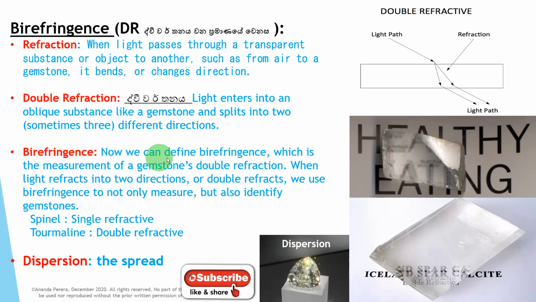Birefringence. Now we can define birefringence, which is the measurement of a gemstone's double refraction. When light refracts into two directions, or double refracts, we use birefringence to not only measure but also identify gemstones. We can measure birefringence as the difference between these two rays. So it gives one identity.